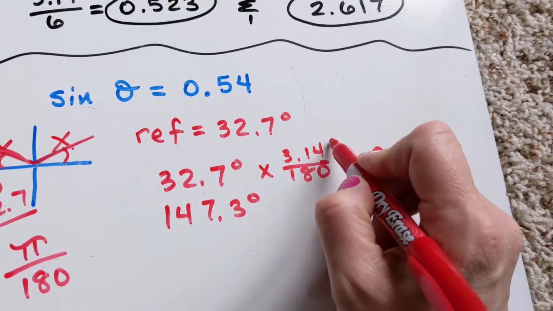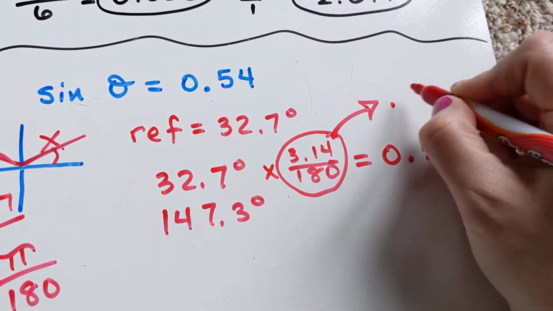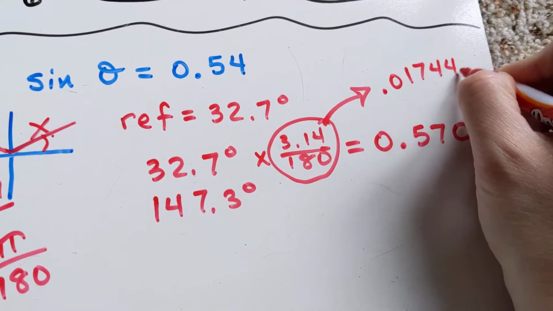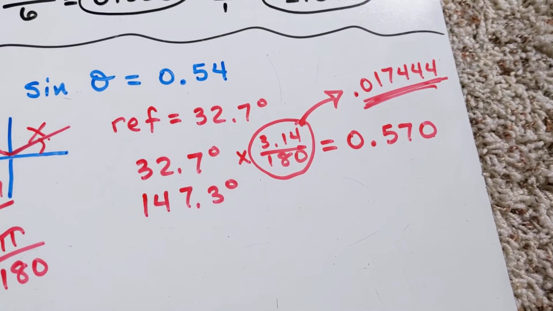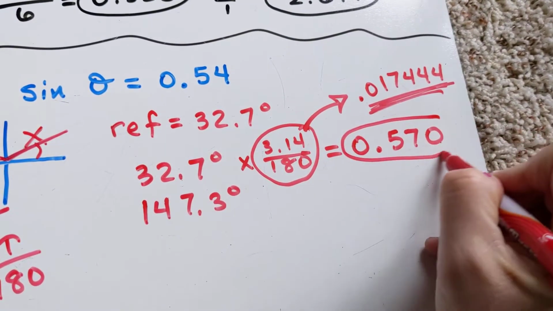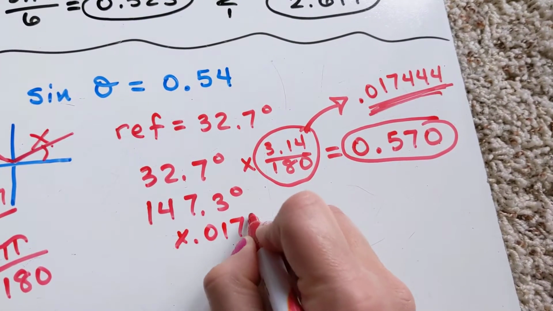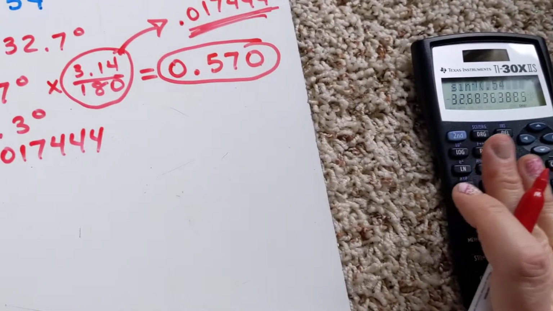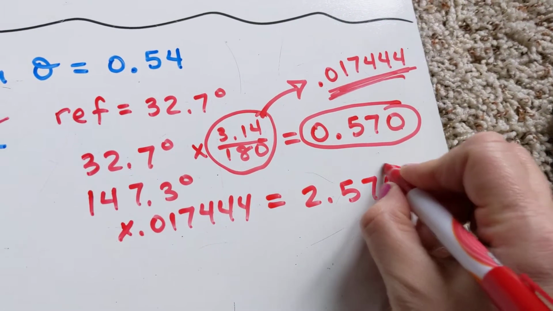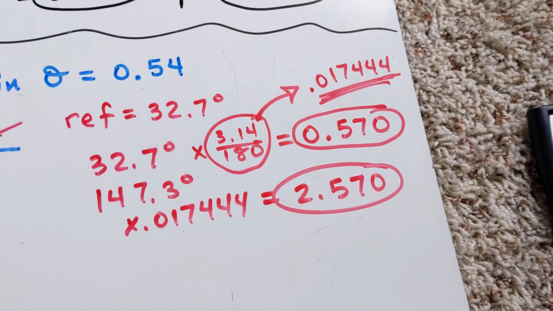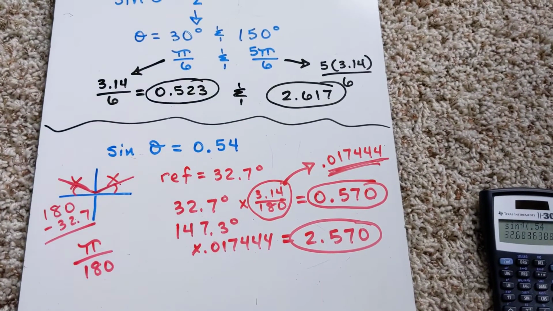I also, after a while, just found the decimal for this. I divided 3.14 by 180 and got 0.01744. You need that many decimals to do the calculations so that this answer at the end comes out nicely to 3 decimal places. So if I took that times 0.017444, do that on your calculator over here, I got 2.570. Those are my 2 final answers. And remember, we said they'd be a lot like the answers up there. They are very close.